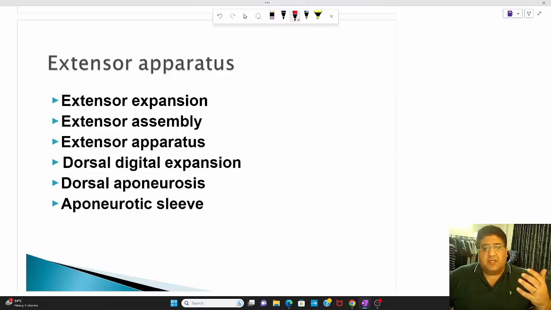The extensor apparatus can come to you in your exam by the name of extensor expansion, extensor assembly, extensor apparatus, extensor aponeurosis, dorsal aponeurosis, or dorsal distal expansion. One frequently asked short note is DDE: write a short note on dorsal distal expansion with a well-labeled diagram of the extensor tendon, or you can call it a dorsal aponeurosis, or dorsal sleeve, aponeurotic sleeve. Basically, these are all names of the same thing, so you can give it any name, but normally people use extensor apparatus, extensor aponeurosis or dorsal distal expansion.